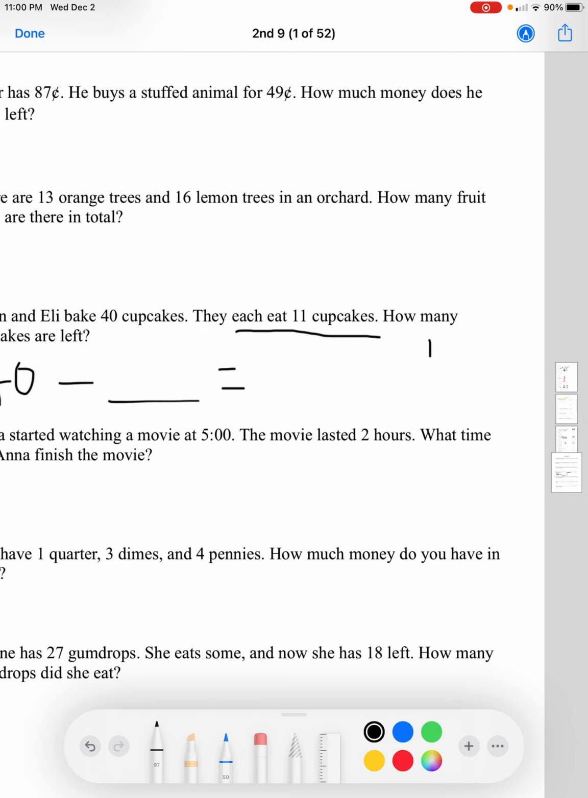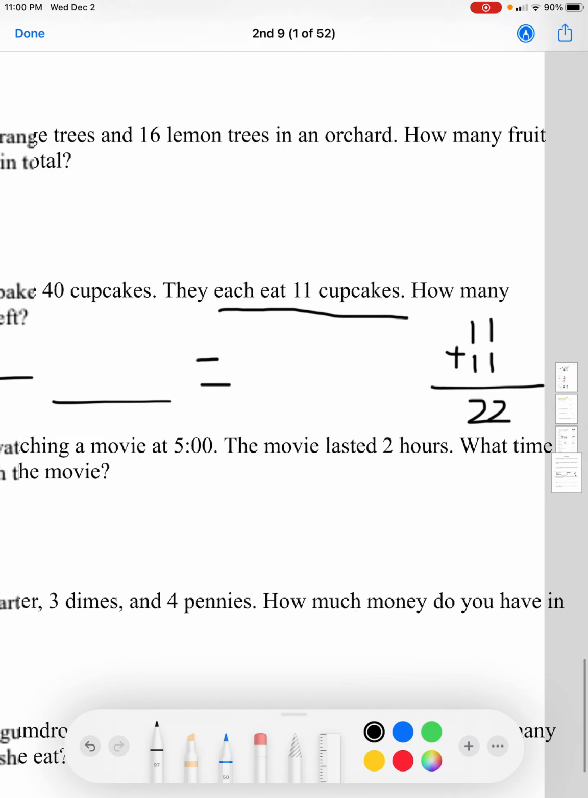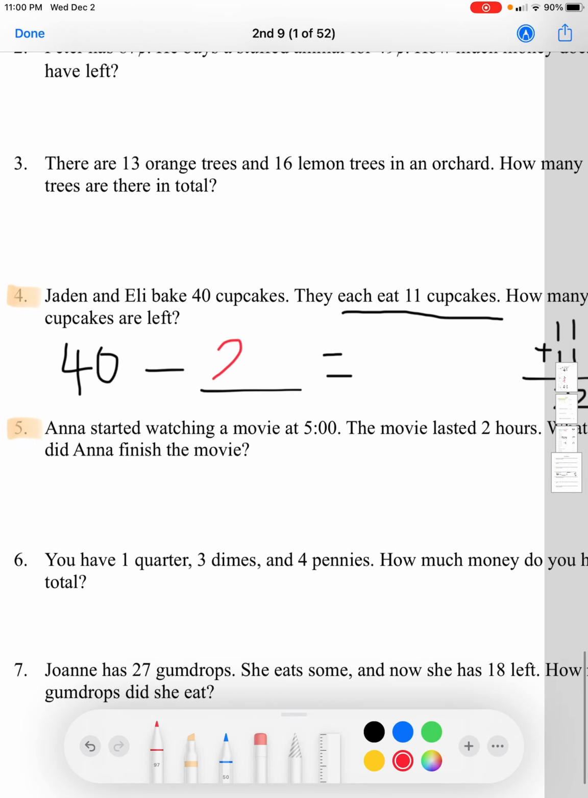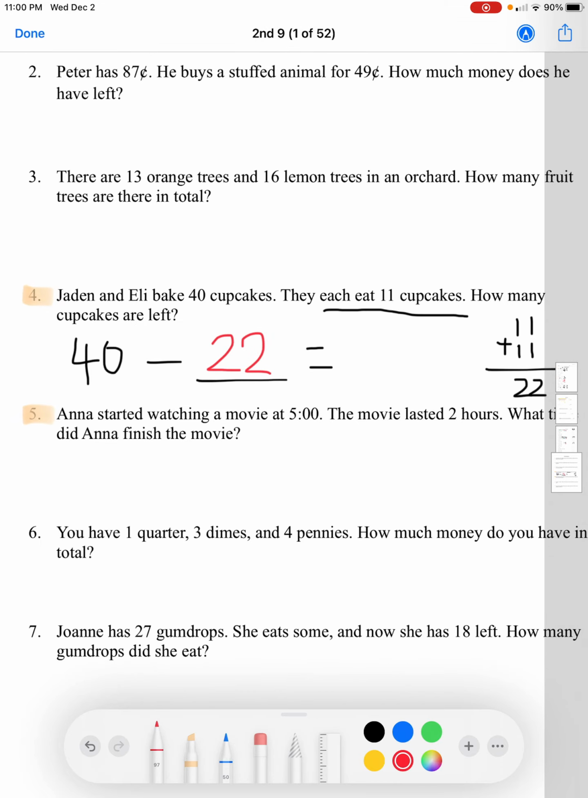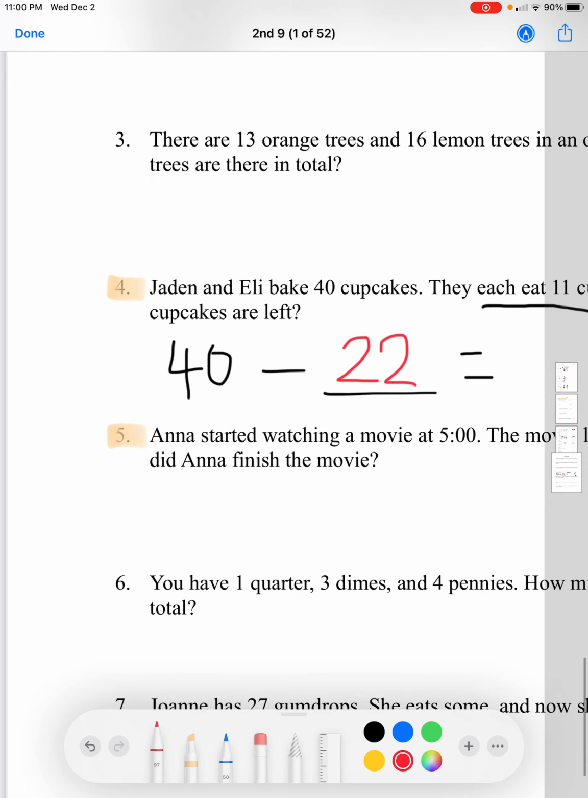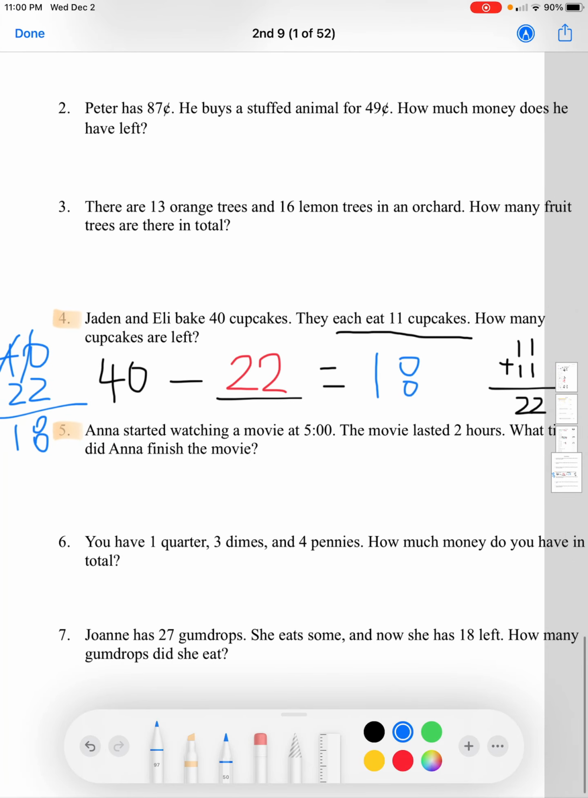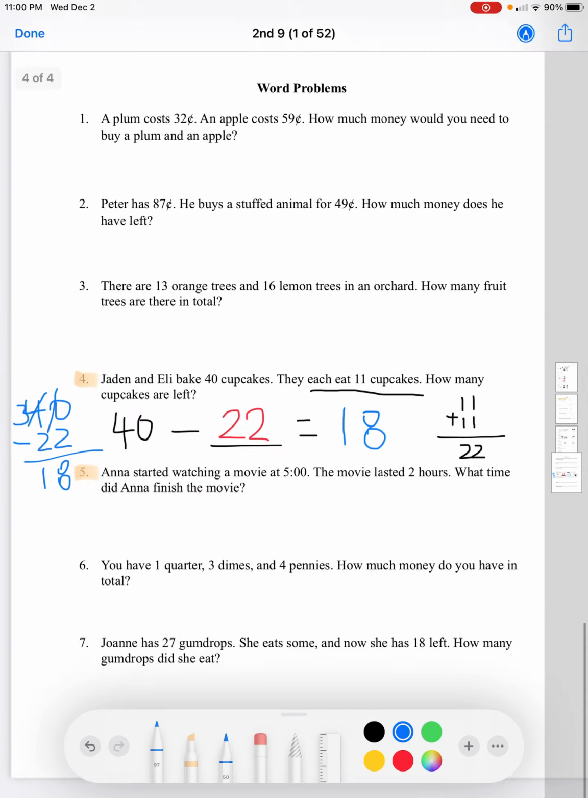So in total, 11 plus 11 cupcakes were eaten. Here we go, 11 plus 11. We'll add together to see how many cupcakes were eaten in total. 1 plus 1 equals 2, and 1 plus 1 equals 2. So 22 cupcakes in total were eaten. Now we want to know how many cupcakes are left of the 40. So we'll subtract 40 minus 22. 0 minus 2, we'll take a 10. So we have 10 minus 2, which equals 8, and 3 minus 2 equals 1. So 18 cupcakes are left.